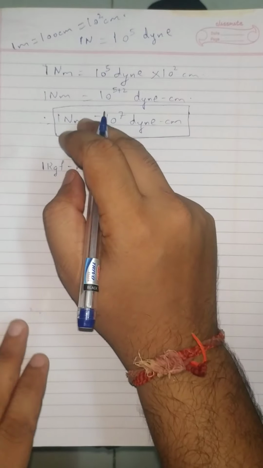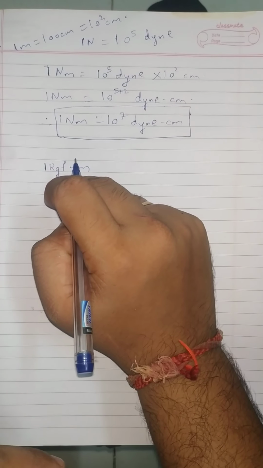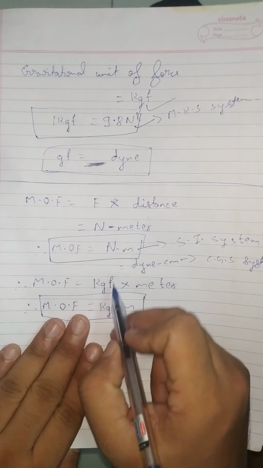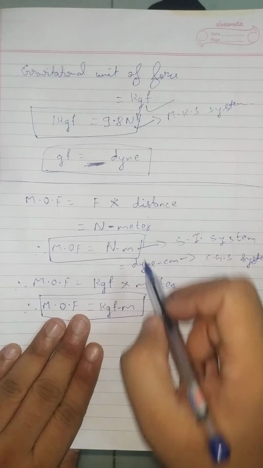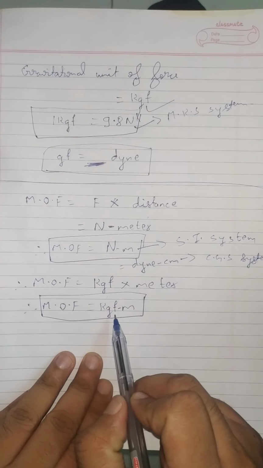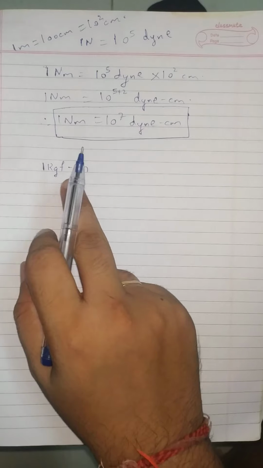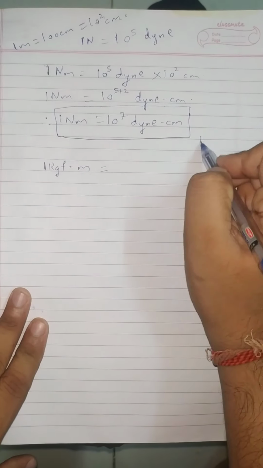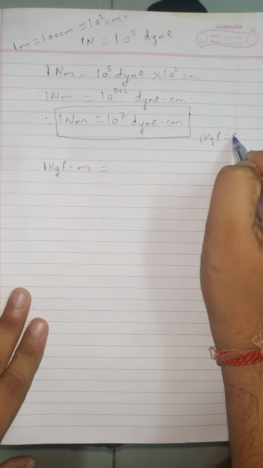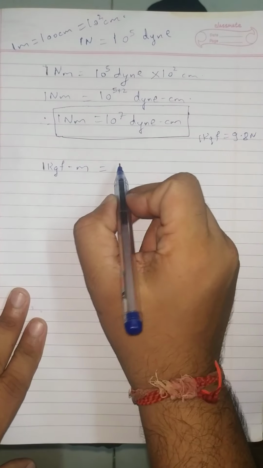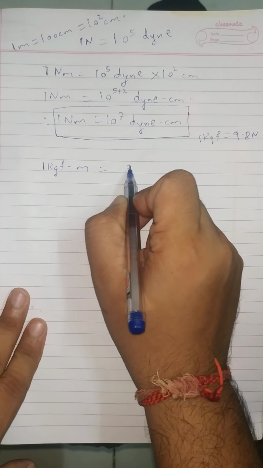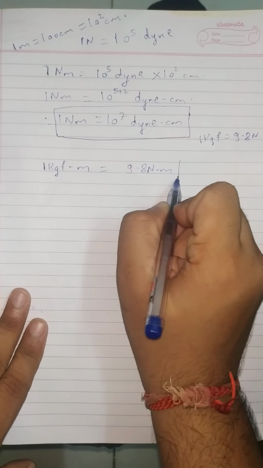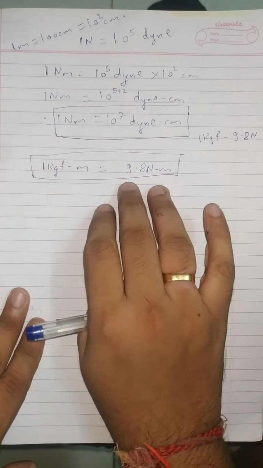Okay students, because I said that Newton and kgf both are units of force. So for the moment of a force, instead of Newton, I'll write kgf, and meter will be the same. So there is one more unit of moment of force, that is kgf meter. Okay, so how many Newton meter are present in 1 kgf? We all know that 1 kgf is equal to 9.8 Newton. That means instead of kgf, I'll write 9.8 Newton, and meter will be the same. So 1 kgf meter consists of 9.8 Newton meter.